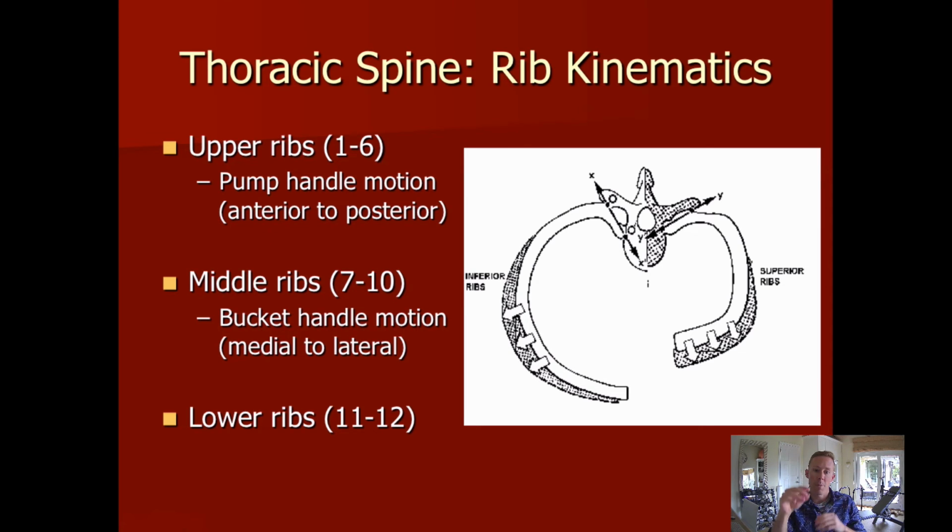And then the lower ribs have this caliper action where because they're not connected in the front, they kind of open and close when you take a deep breath. Those lower ribs have a caliper action, where it kind of swings out to the side almost like the picture is showing here. Those two floating ribs, because they don't connect in the front, would swing out to the side when you take a deep breath. So pump handle at the top, bucket handle in the middle, and then caliper at the bottom.